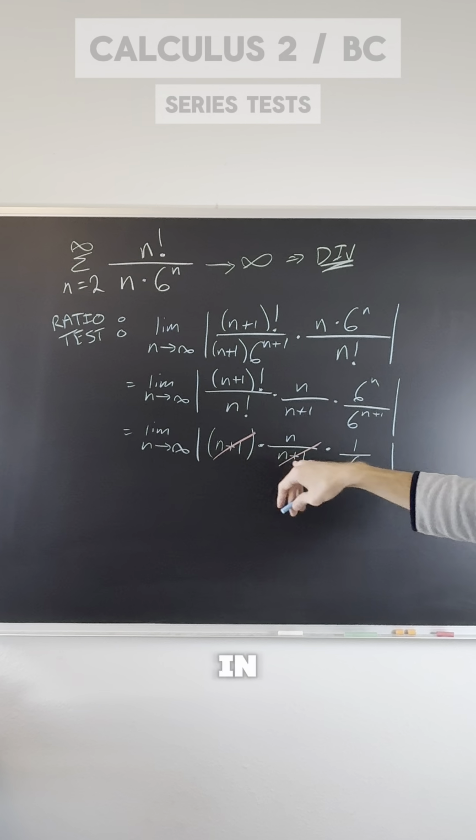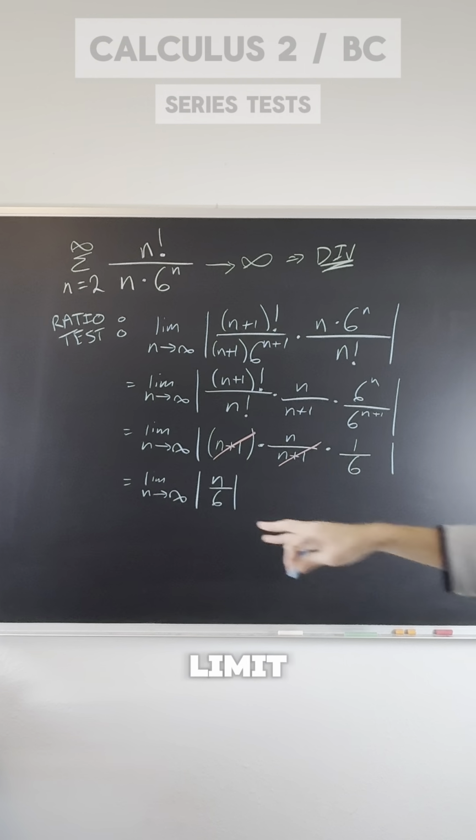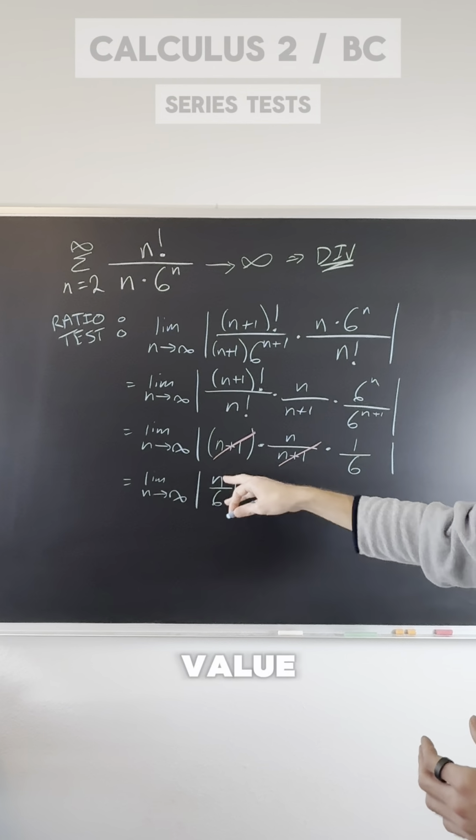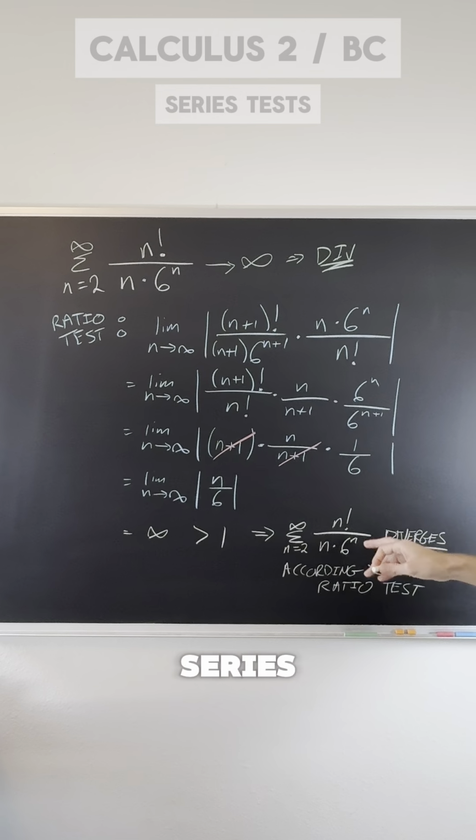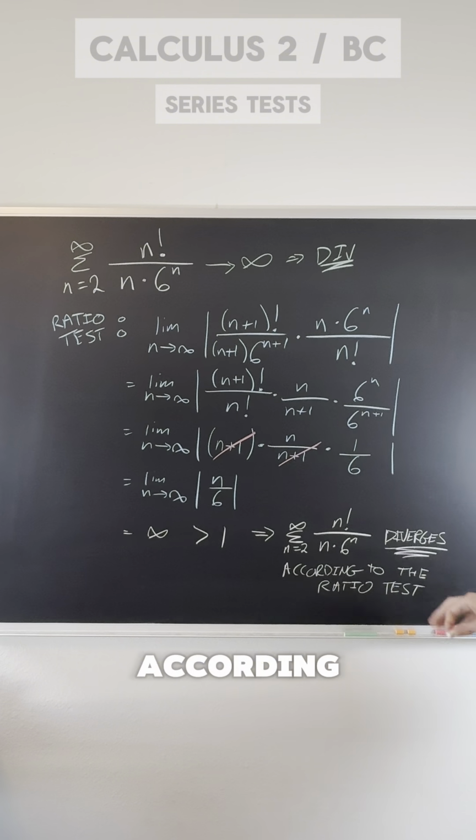Simplifying the n plus 1 in the numerator and denominator, we end up with the limit as n approaches infinity of absolute value n over 6. This limit goes towards infinity, which is greater than 1, and therefore we know that our series is going to diverge according to the ratio test.